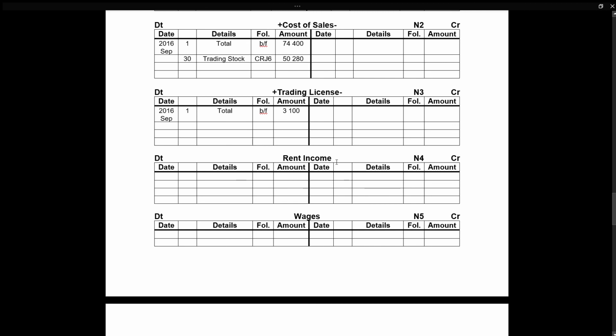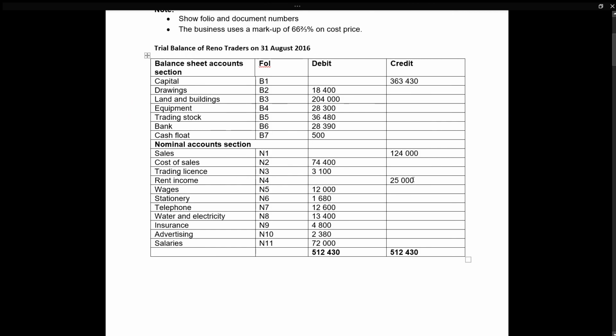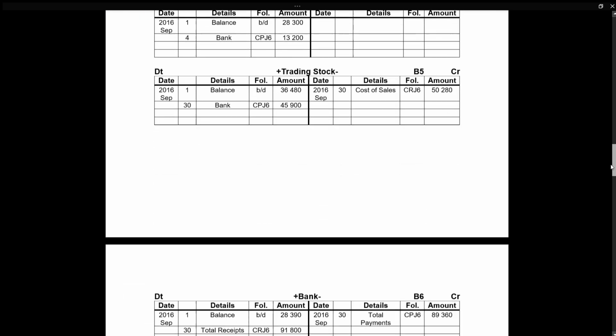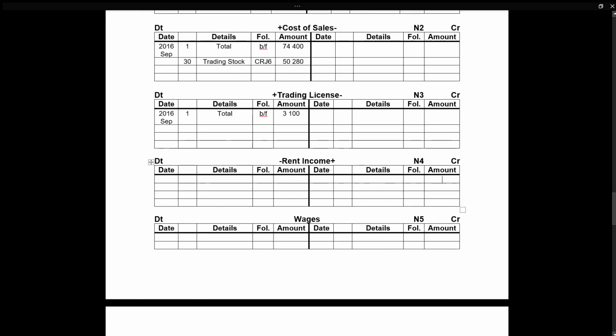Rent income, income account, therefore minus, plus. Let's see our opening total if we have one. Rent income N4, 25,000 Rand. No, sorry, it's an opening total brought forward, therefore details will be total on the 1st of September 2016.